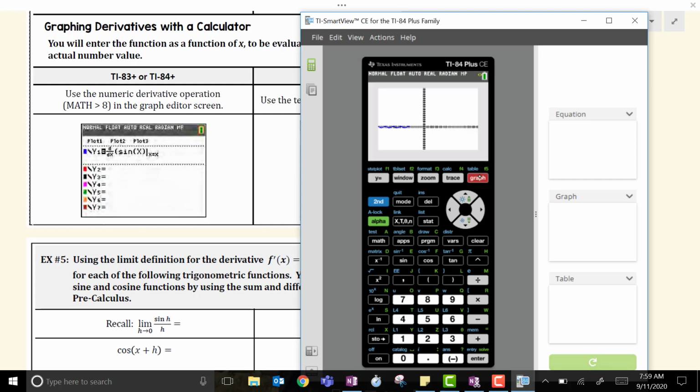When I look at graph, whew, that is really zoomed out. I'm going to go in here to a zoom 6, get that a little bit more zoomed in. We can zoom in a little bit more too, just so we're super clear on what's going on here.